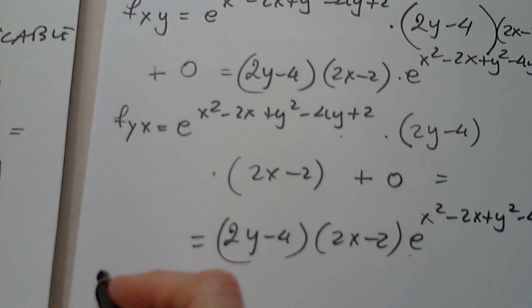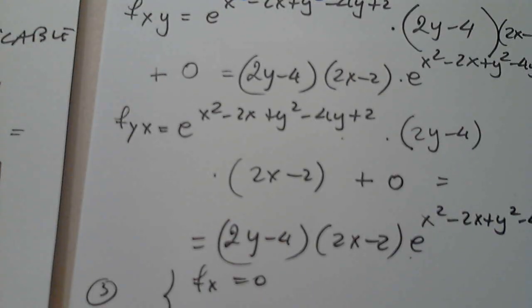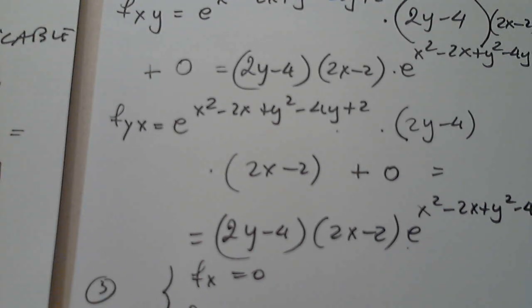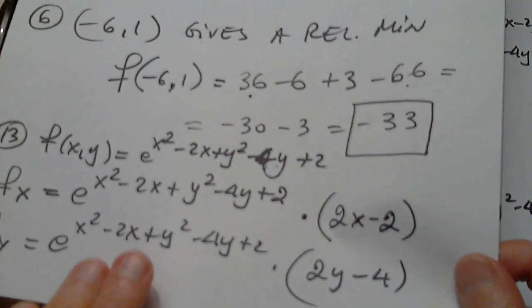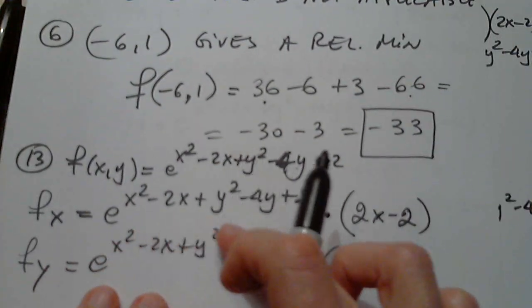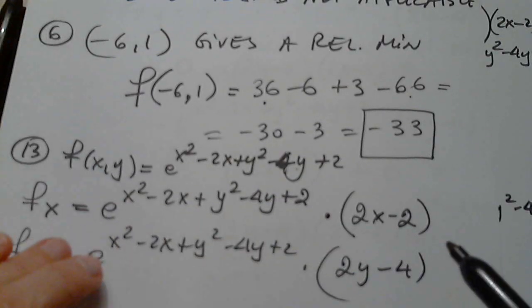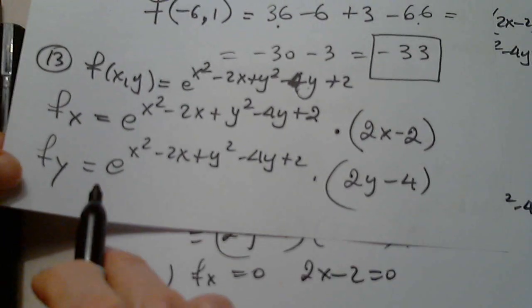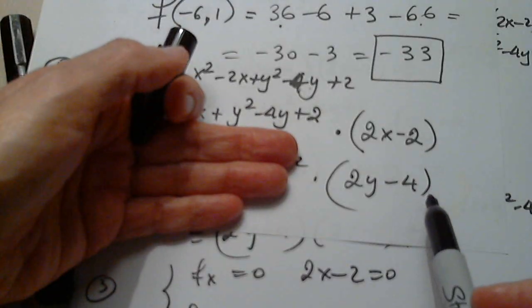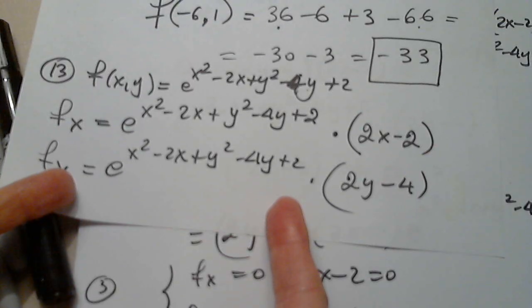In step 3, we have to create the system fx equals 0 and fy equals 0. Easy to remember because this is how we determined the critical numbers before in chapter 3. Good, so where is my fx? Here's my fx. But when I set this equal to 0, this will never be 0. It's an exponential function, so only 2x minus 2 equals 0. When I set fy equal to 0, only 2y minus 4 can be 0, because this is never going to be 0. e to a function is never 0.